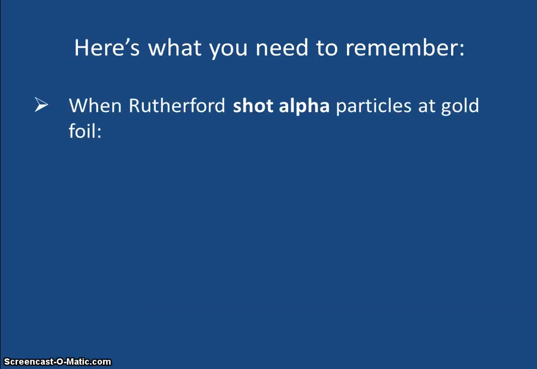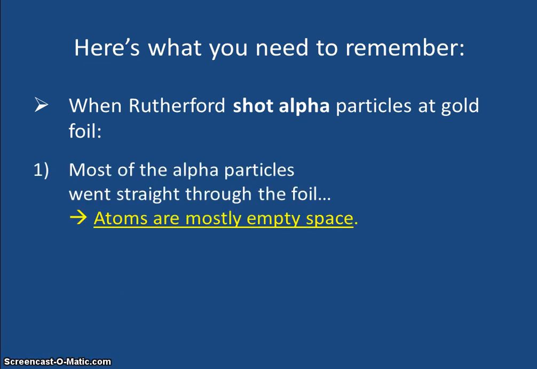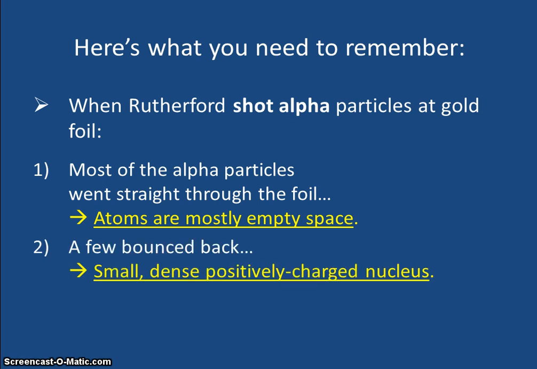So here's what you need to remember about Rutherford's experiment. When he shot those alpha particles at the gold foil, the first conclusion he made is that atoms are mostly empty space. The reason he could figure that out is because most of the particles went straight through the foil. A few of the particles bounced back, and that led to a second conclusion: that there is a small, dense, positively charged nucleus.